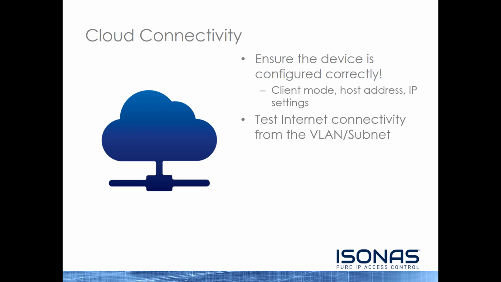So just unplug your reader controller or IP bridge, plug your laptop into the same switch port, and then try to ping or path ping out to ISONASPureAccessCloud.com to make sure you have internet connectivity.